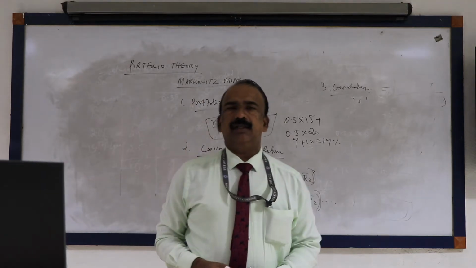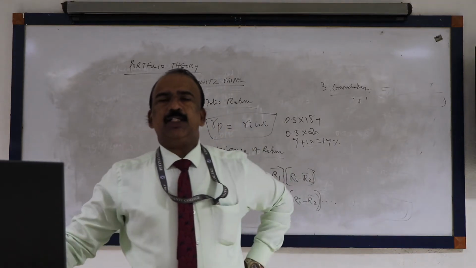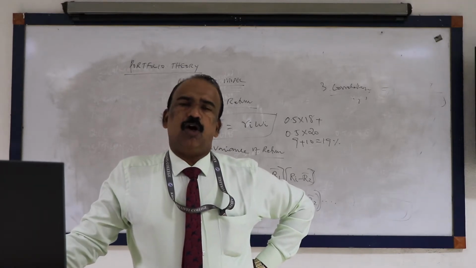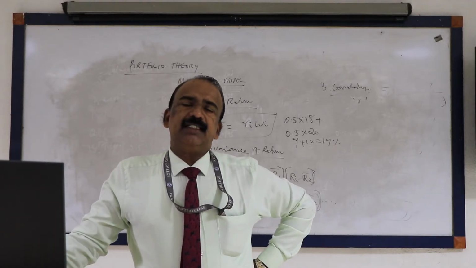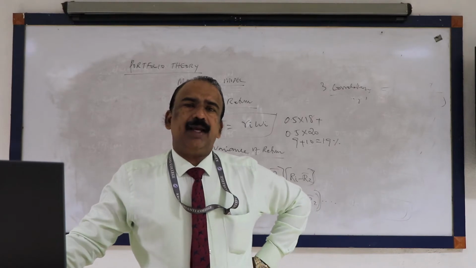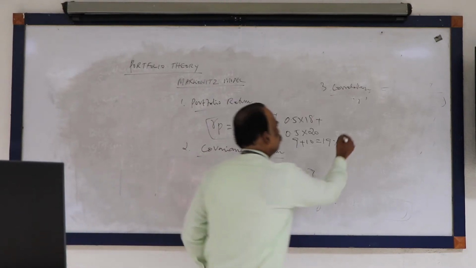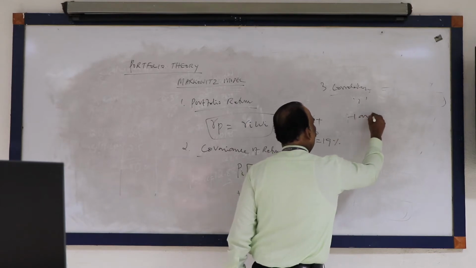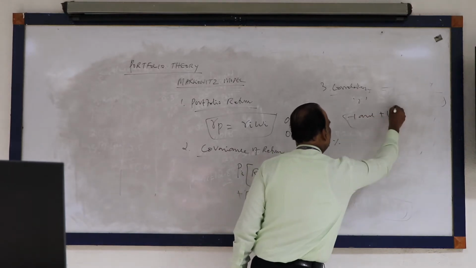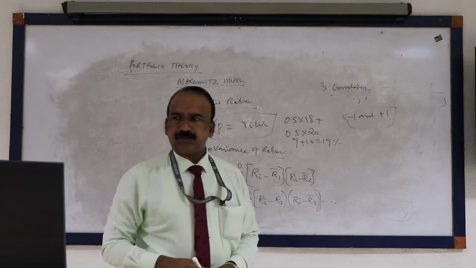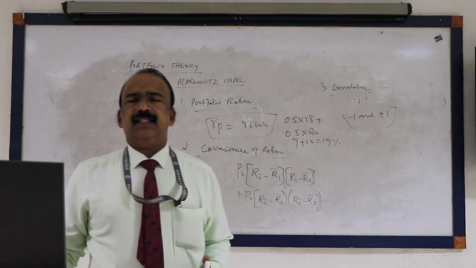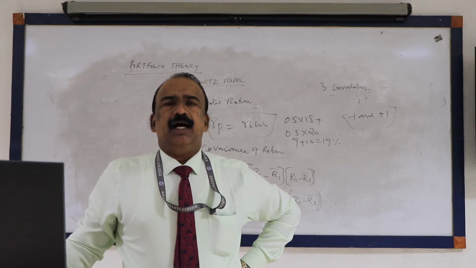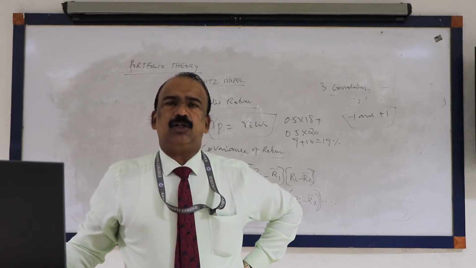Correlation is called R. R denotes the correlation between two stock returns. The correlation always ranges between minus 1 and plus 1. We have seen this correlation when we discussed CAPM. Nevertheless, we will look at what is called correlation.